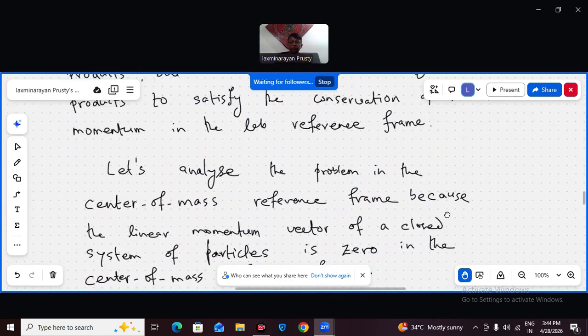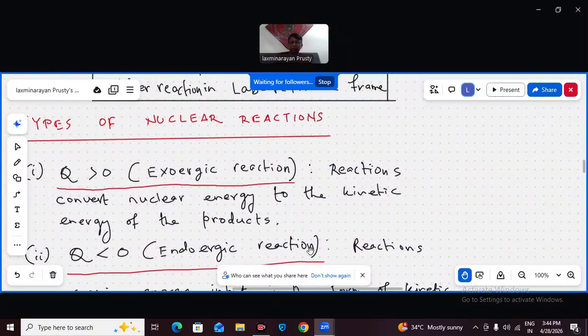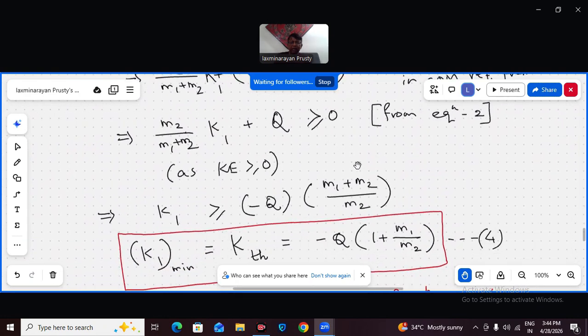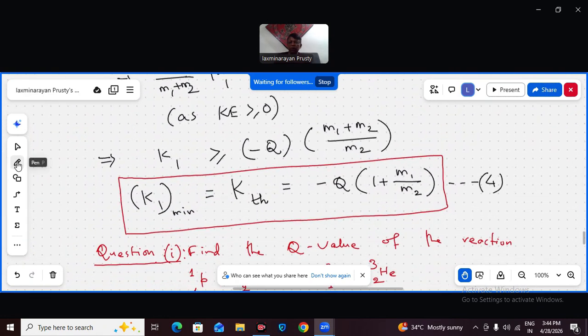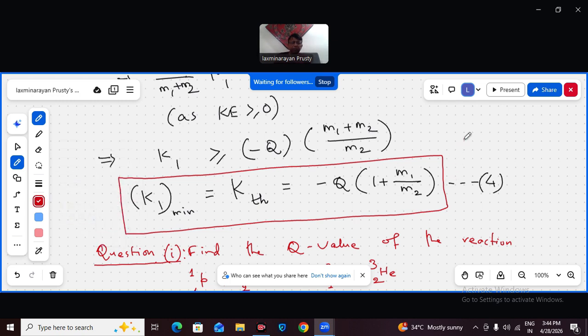This is for endoergic reaction only. I'm writing it under this: endoergic reaction. I'll overemphasize it now. I'll write here, in red, only for endoergic reaction.